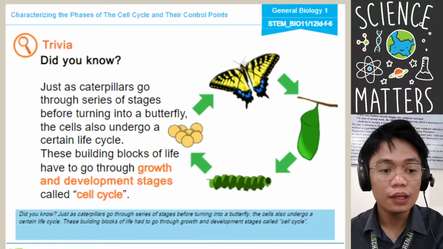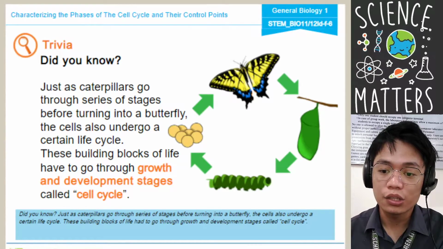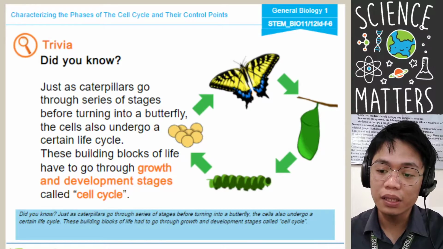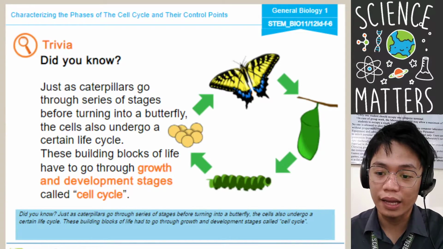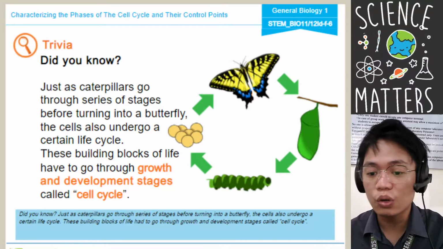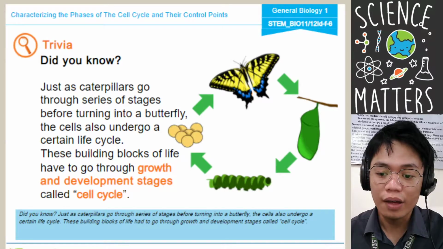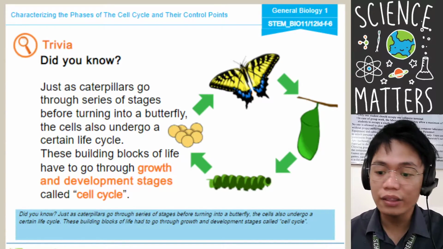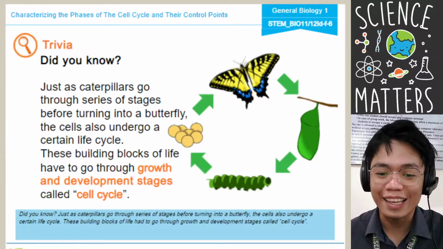So let's start with this simple trivia. Just as a caterpillar goes through a series of stages before turning into a butterfly, the cells also undergo a certain life cycle. These building blocks of life have to go through growth and development stages called the cell cycle.